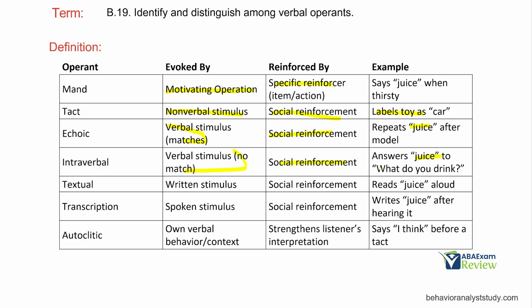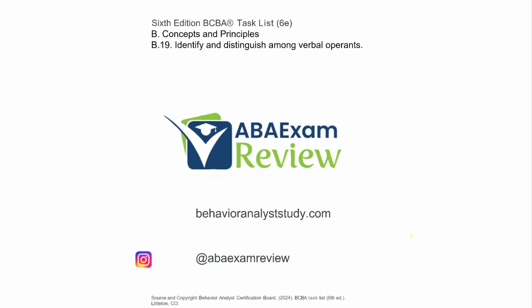Answer juice to the question, what do you drink? Textual, evoked by written stimulus, reinforced by social reinforcement. Read juice. Transcription, spoken stimulus, social reinforcement. You transcribe or dictate juice after hearing it. And then autoclitic, evoked by context, verbal behavior. We say, I think before a tact. I think, I feel, it might, etc. That's it. That's verbal operants.